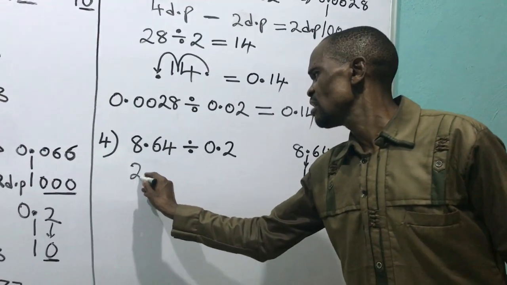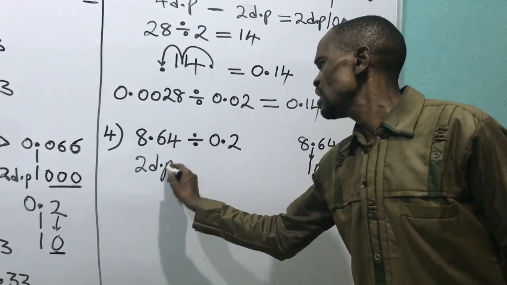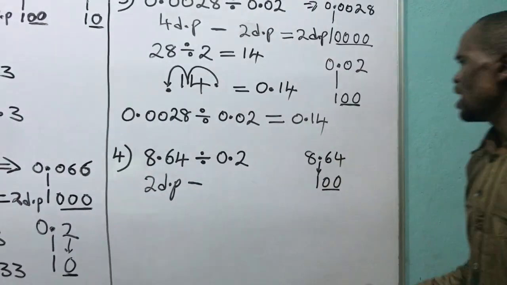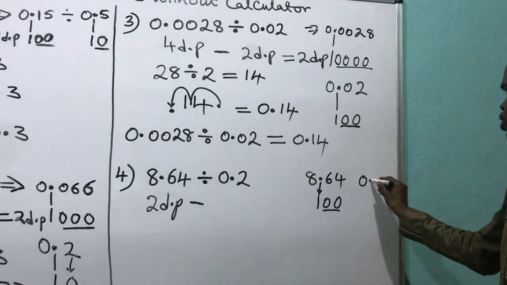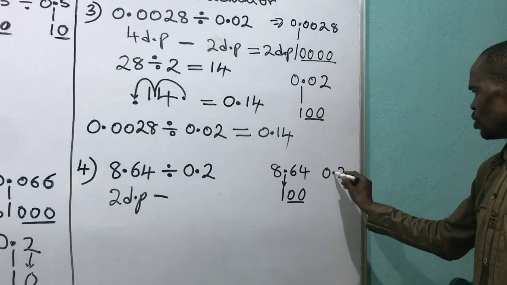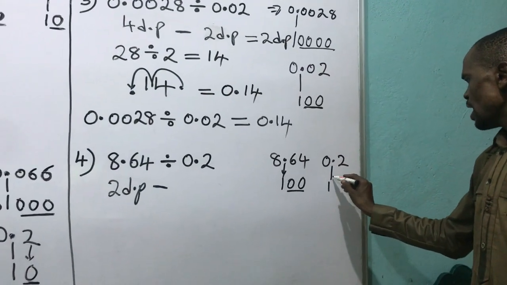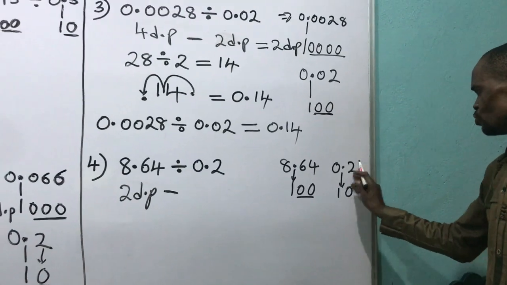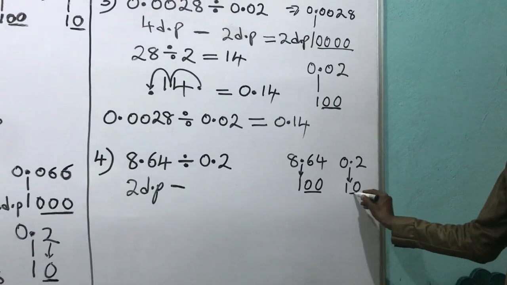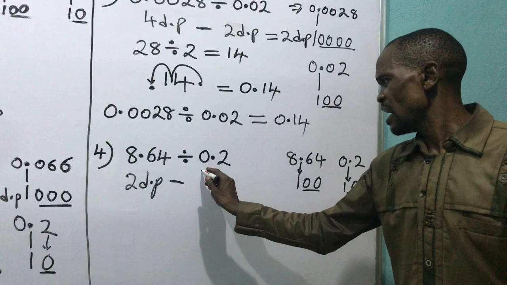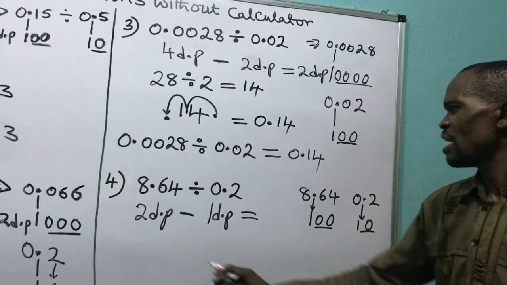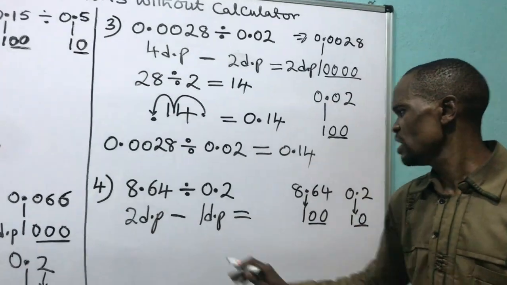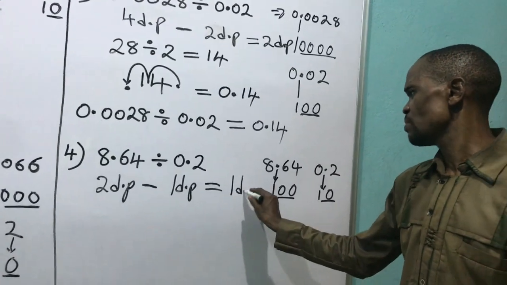I will now say these are 2 decimal places. And division is minus. I'm going to look for how many decimal places are in this one. I have 0.2, and this dot is represented by 1, and the 2 will be represented by 0. That shows me that it has 1 decimal place. Then 2 decimal places minus 1 decimal place will give me 1 decimal place as my total.